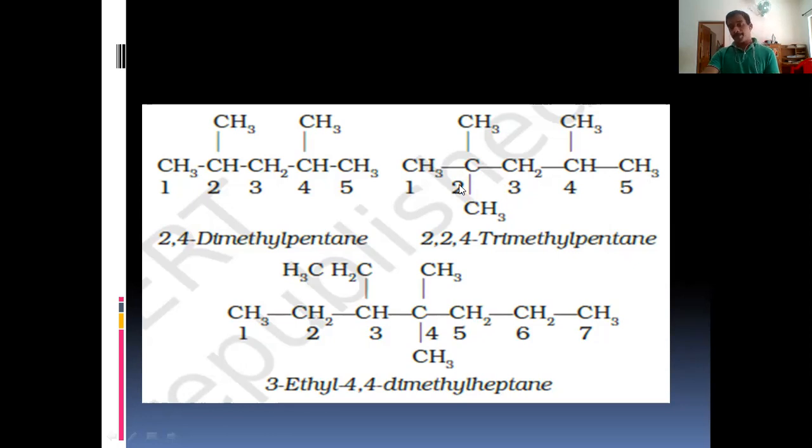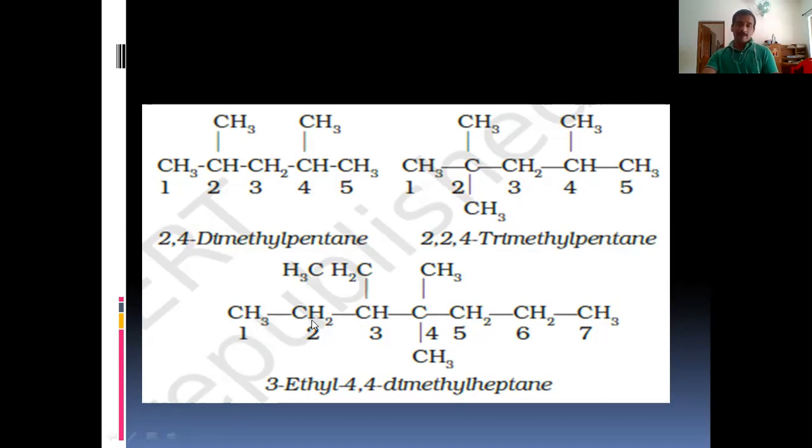So the name: a total of 3 methyl groups are substituted in the second and fourth carbon atoms. So 2,2,4-trimethyl pentane. 2,2,4-trimethyl pentane. I'll go to the third one.